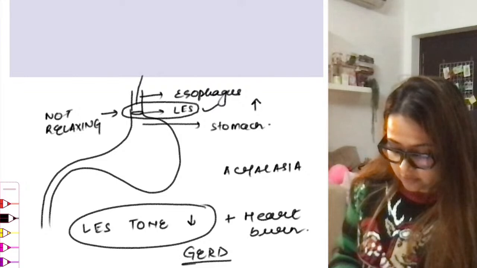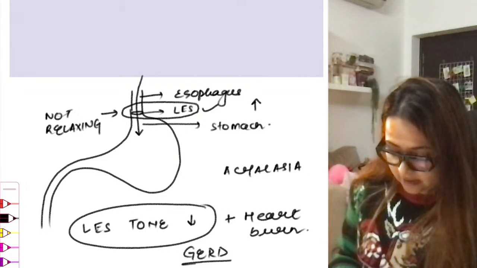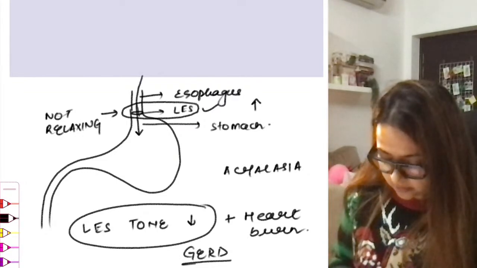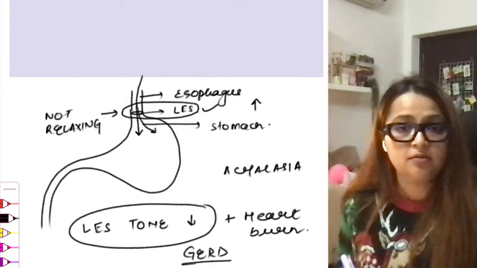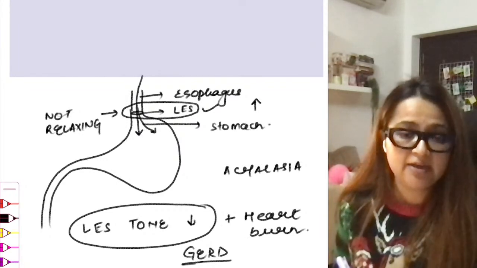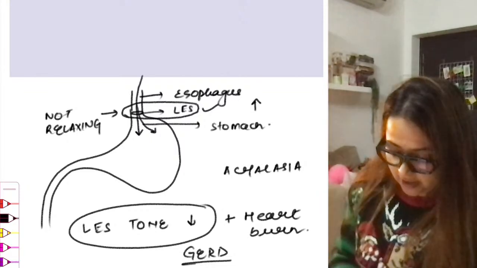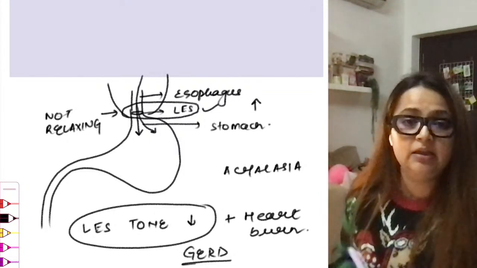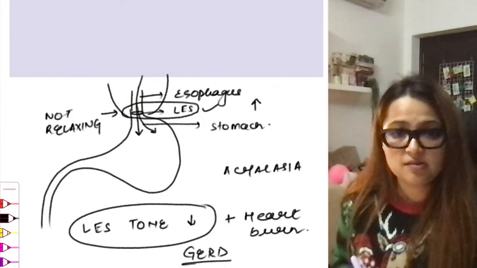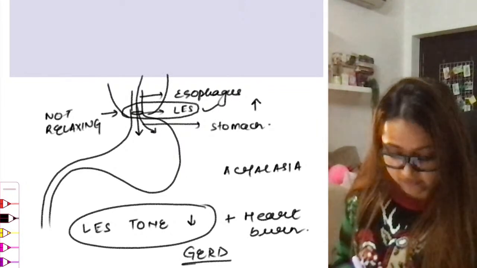The food particles, whatever the patient is ingesting, are having a hard time reaching the stomach because the lower esophageal sphincter is not relaxing. It is very tight. So the esophagus will start filling with the food products, and it will be dilated. All right. So what is this characteristic finding that you see in case of achalasia?